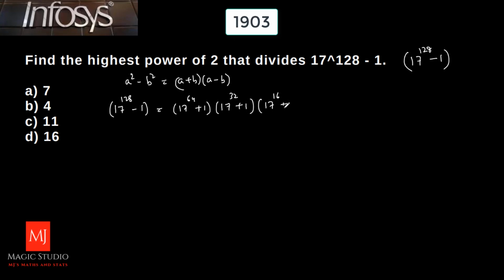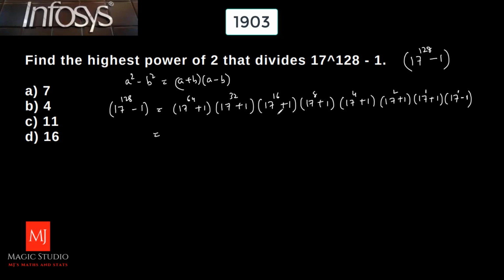17 to the power 16 plus 1 into 17 to the power 16 minus 1, 17 to the power 8 plus 1, 17 to the power 4 plus 1, 17 to the power 2 plus 1 into 17 square minus 1. 17 square minus 1 will be again 17 plus 1 into 17 to the power 1 minus 1.